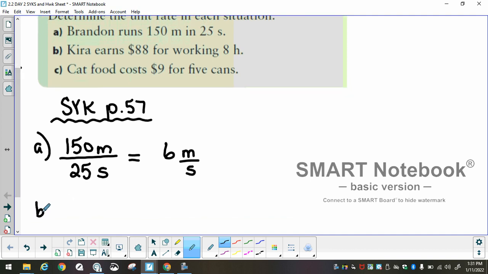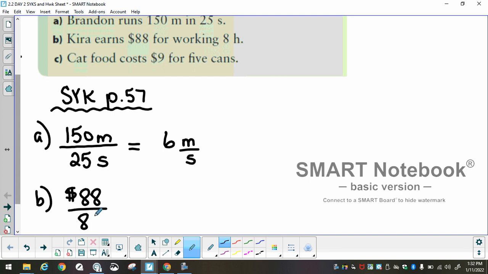B, we have Kira, and she earns $88. Remember, dollars always goes on the top, dollars over stuff. She earns $88 for working 8 hours. 88 divided by 8 is 11. So Kira earns $11 per 1 hour. Remember, you need your units in this section, so you should have 2 units. Here it's dollars and hours.